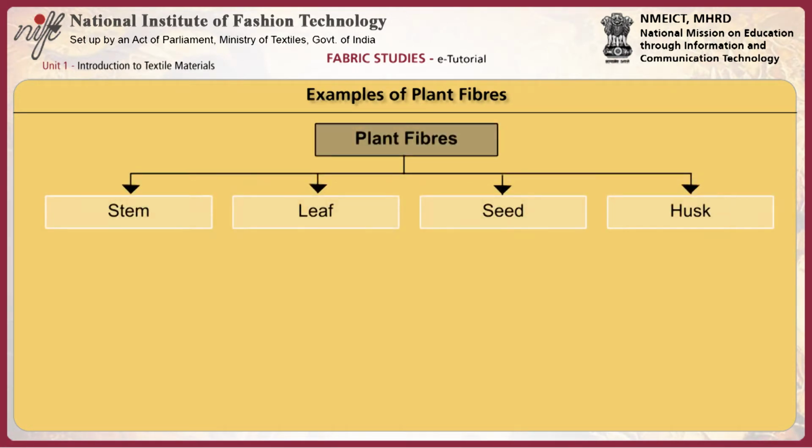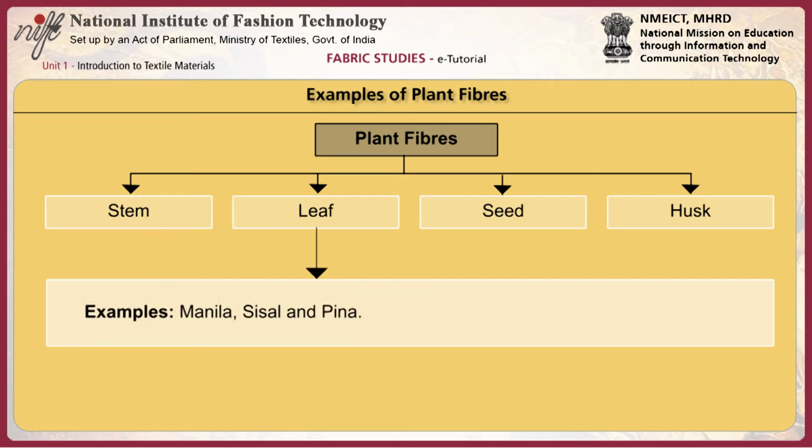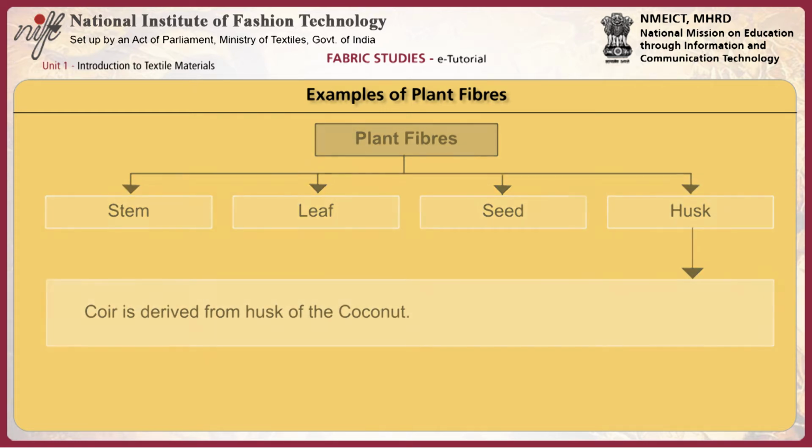As we have seen, plant fibers may be obtained from the stem, leaf, seed or even husk part of the plant. Fibers obtained from the stem of the plant are known as bast fibers. Examples of this are flax, hemp, jute and ramie. Examples of leaf fibers are manila, sisal and pina. Cotton is the most popular seed fiber. Coir is derived from the husk of the coconut.